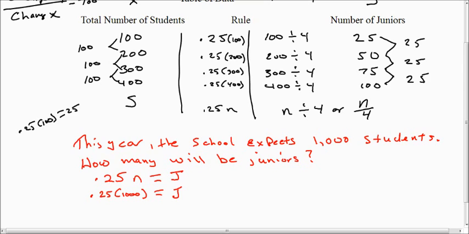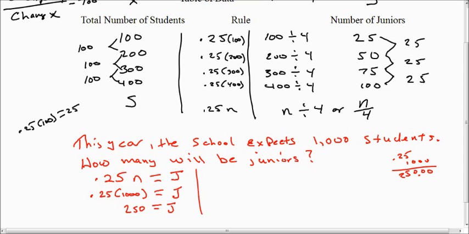The only thing you're doing now is multiplying, and I'll show you how that works. So we have 0.25 times 1,000, and we're pointing off 2 places. That'll give me 250 is equal to the amount of juniors they expect. So that's the first way.